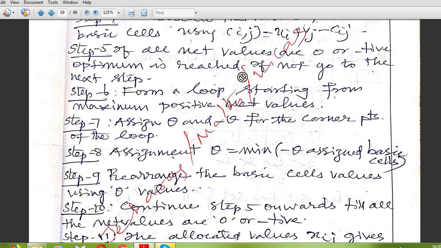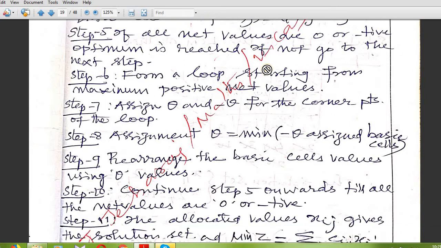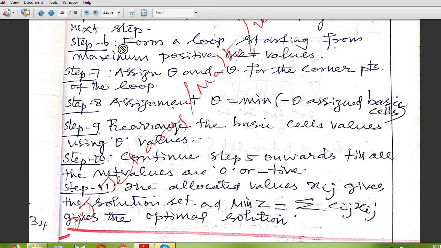If the net values are not all negative or 0, then the optimum is not reached, and we have to go to the next step. This is a very important step. In the 5th step, we have to see all the net values. If any one of them is positive, then the optimum is not reached. So for that we have to go to step number 6.